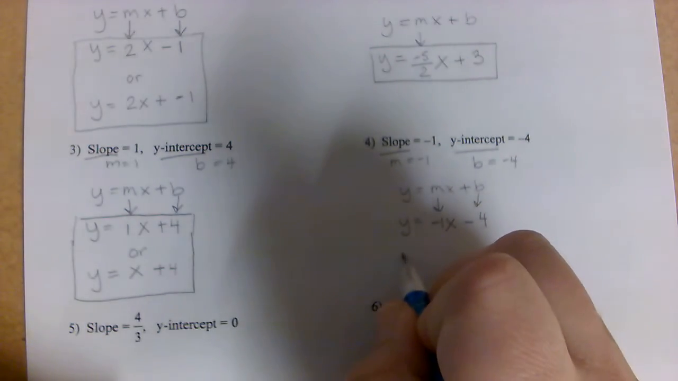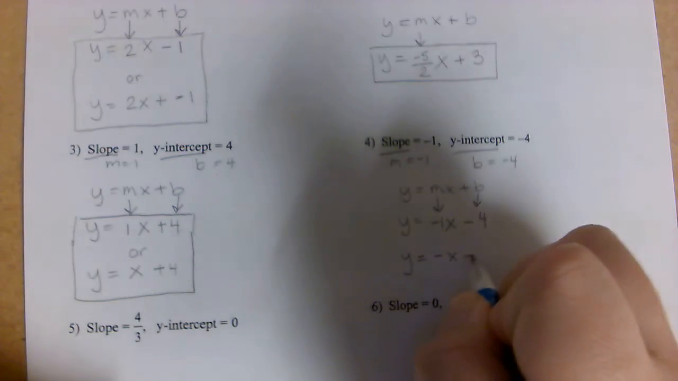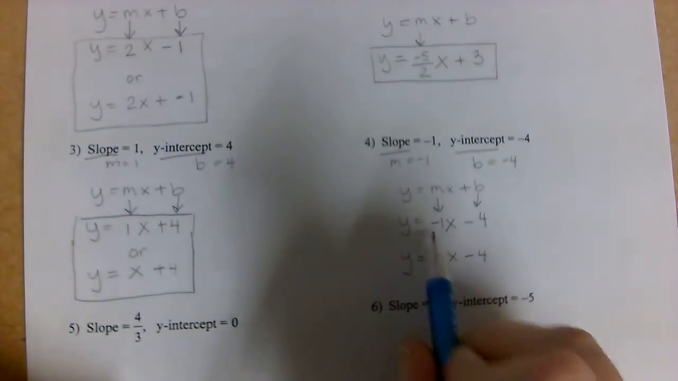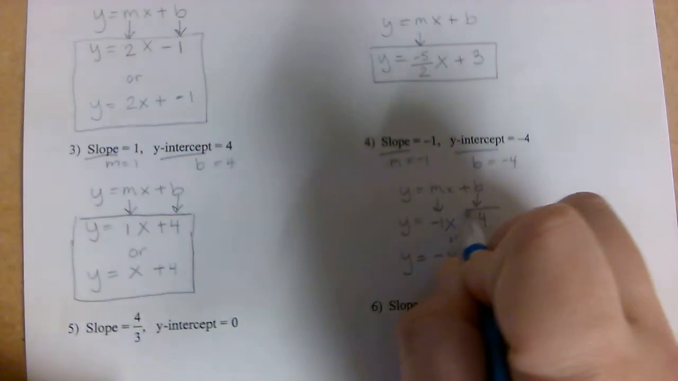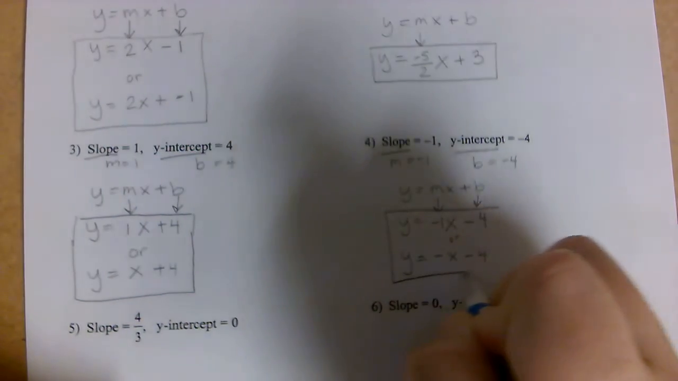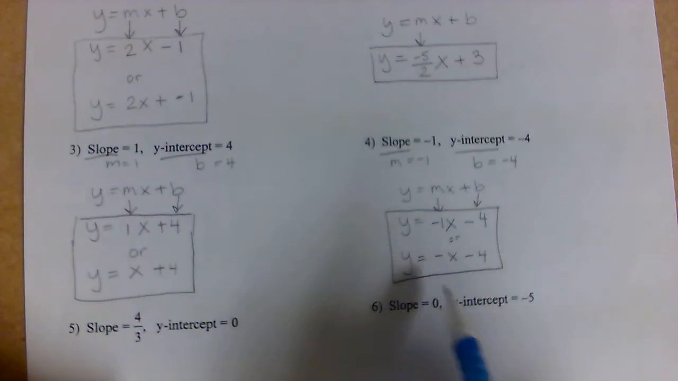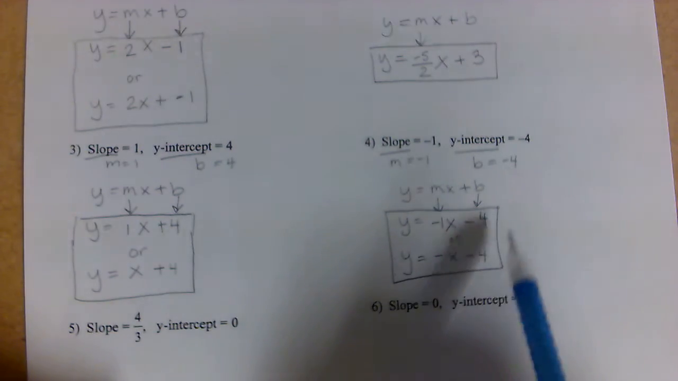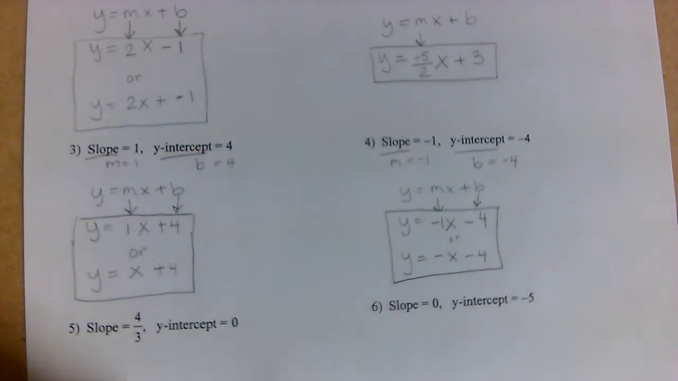But I also could simplify it a little bit more, and I could put -x minus 4, and this -1 can just become a -x. So that's another way of writing that as well, which would be the same, acceptable. Both of them are accepted as correct. So either the -1x or just the -x, but either of those is fine. Again, with the y-intercept, you could do a plus -4 if you want instead of a -4, but why write more than what you need to?